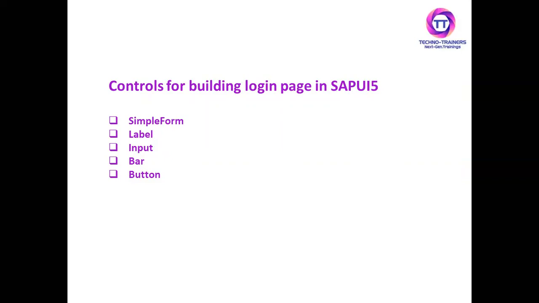Then we have the labels. Label provides a textual label for other controls, and labels are used as a title for a single control or a group of controls. The labels for required fields can be marked with an asterisk. Then we have the input. It allows the user to enter and edit text or numeric values in one line.